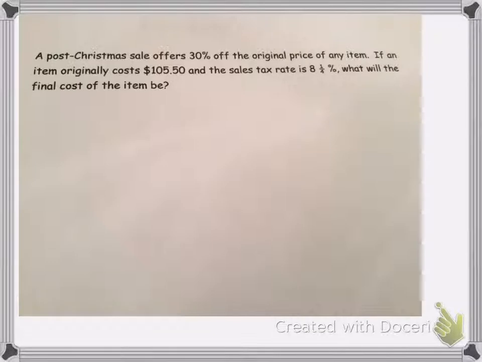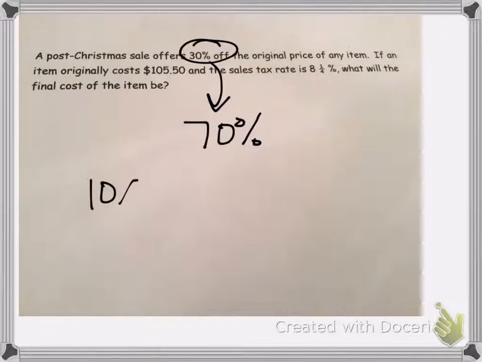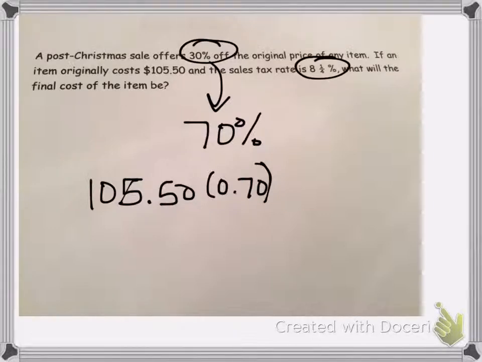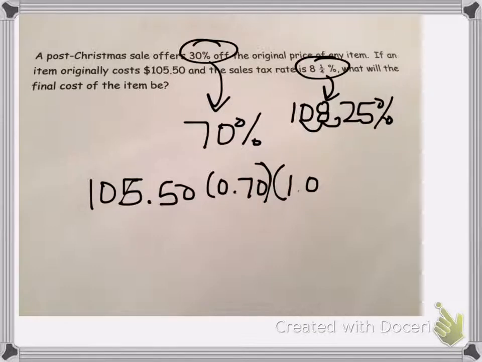For question number 8, we have a sale and then a tax, and I'm going to combine this all into one step. One thing that's important to remember is if it's 30% off, you're only paying for 70% of it. So for our first step, we're going to multiply that item price, which is $105.50, times 70 hundredths, which represents our 70%. And since the tax rate is 8.25%, that actually adds on. So instead of paying the full price, you're actually paying 108.25%. We'll also have to convert this into a decimal by moving it over 2 spots. So the final thing we multiply by is 1 and 825 10,000ths.